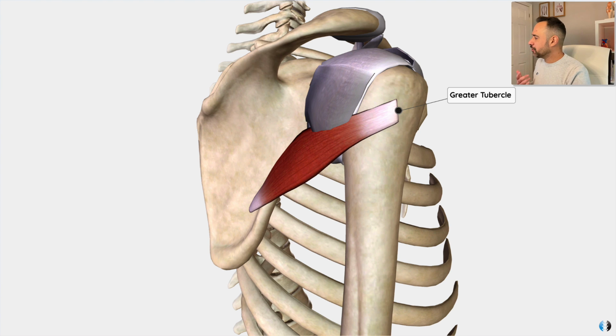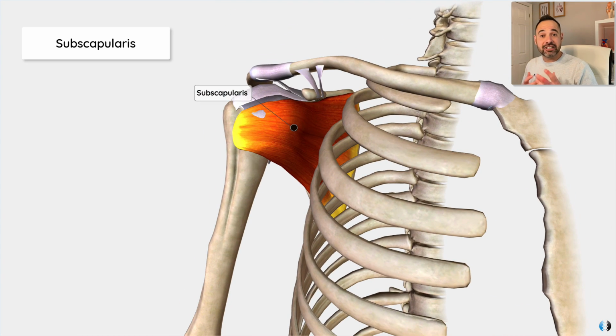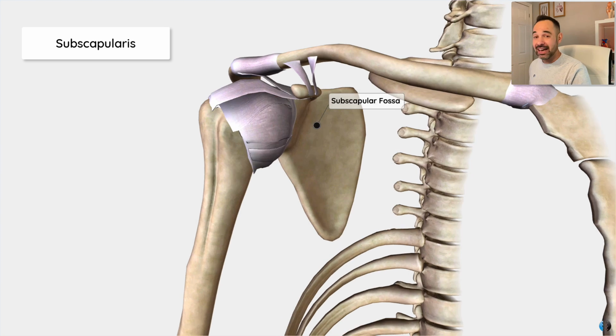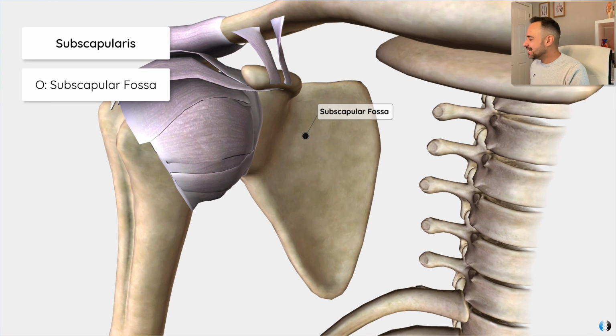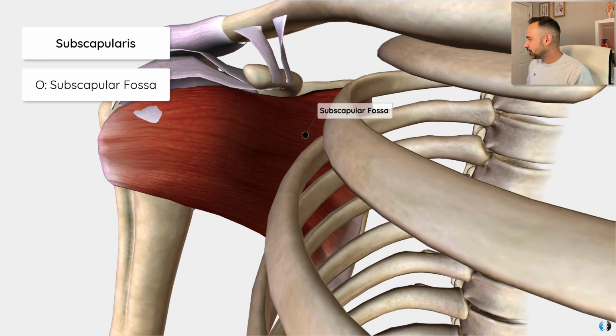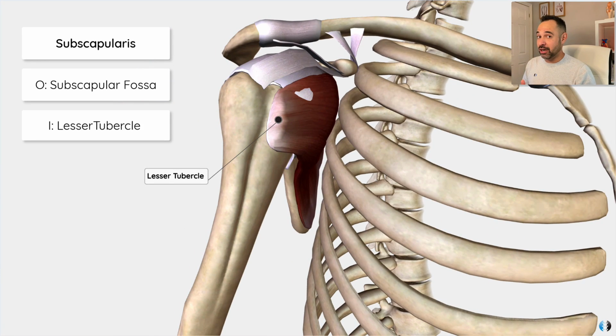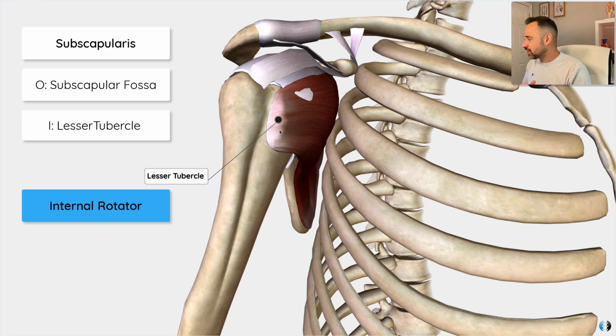Now, if we flip over to the anterior surface of the scapula, here we have subscapularis. This originates in the subscapular fossa, as the name would suggest, and it inserts into the lesser tuberosity or the lesser tubercle of the humerus. And the difference between the greater tuberosity and the lesser tuberosity insertions means that subscapularis, because it inserts onto the lesser tuberosity, is going to be more of an internal rotator as opposed to the others.